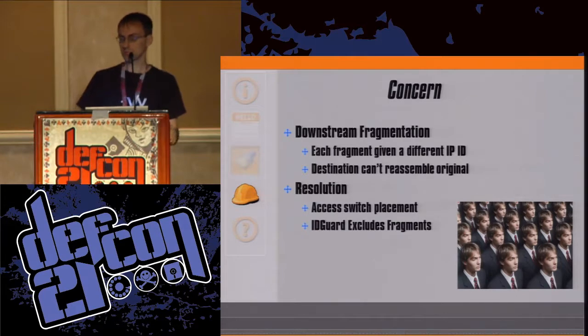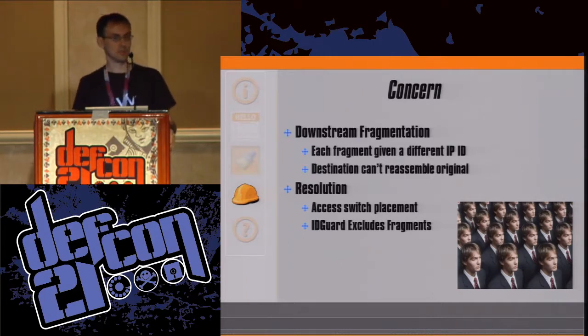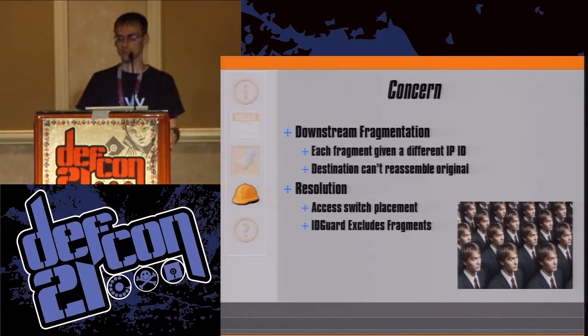Then there is the second concern of downstream fragmentation. Each fragment is given a different IP ID. Therefore, the destination can't reassemble the original. The resolution, access switch placement. All right, go ahead and have that IP ID randomized before the packet might encounter a router that would need to fragment. And then, of course, ID guard excludes fragments just in case the host actually does the fragmentation. So both those together means the problem is solved.